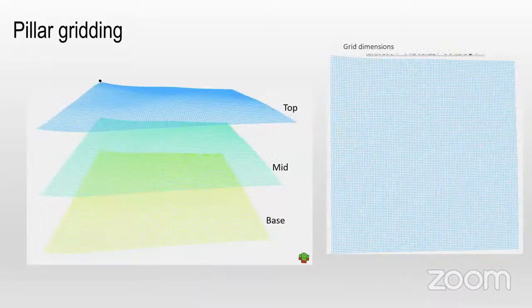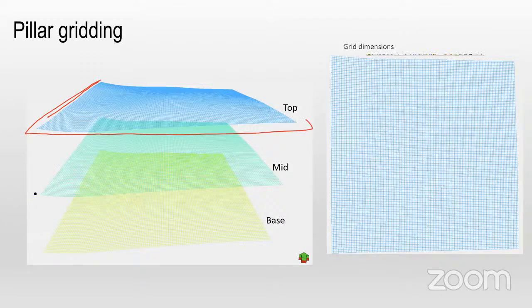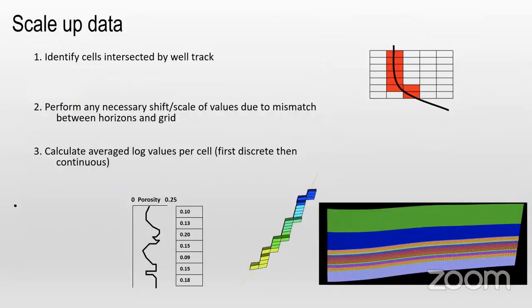That's the pillar gridding process for a reservoir. It creates a skeleton from the top to base. It isn't based on the horizon. It just creates in Petrel a skeleton from the top to base of the reservoir, and it's a middle part of the reservoir.